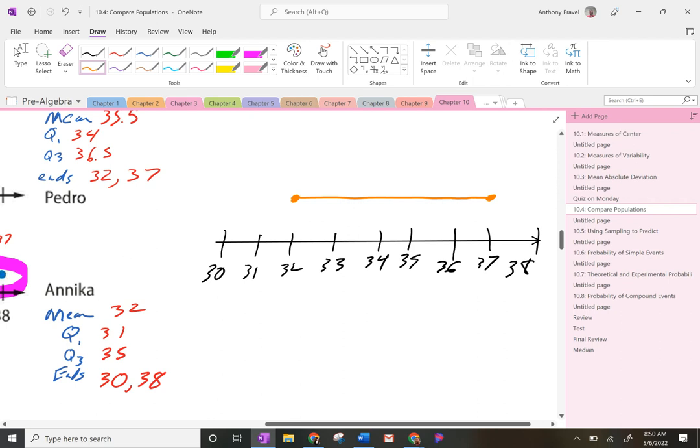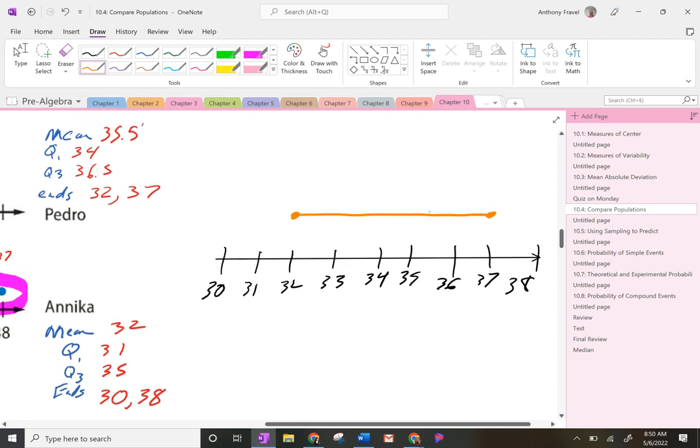Okay, my mean for this top one is at 35.5. My quartile 1 is at 34. My quartile 3 is at 36.5. Then I just make my box. Just make my straight lines over it. So again, I make my whiskers or the dots for the ends. And then I'll draw a line at the mean, quartile 1, quartile 3, and just put a box over the top of it.